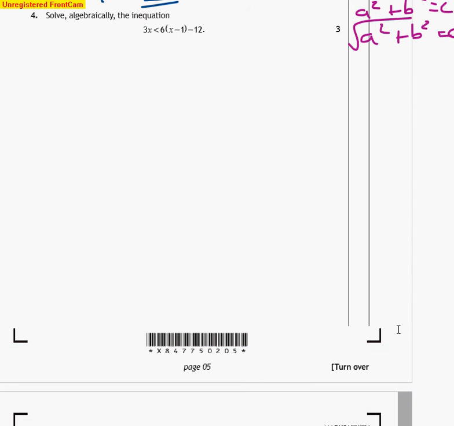Okay, question 4. Solve algebraically the equation. So again, solve algebraically, it just means don't guess. So no marks for guessing, unfortunately. So yeah, solve algebraically. What we're going to do first, I would suggest, is break out this bracket. And again, if you're not sure what to do, just try and do something. Because you might just start working and think, oh wait a minute, I can do more than I thought.